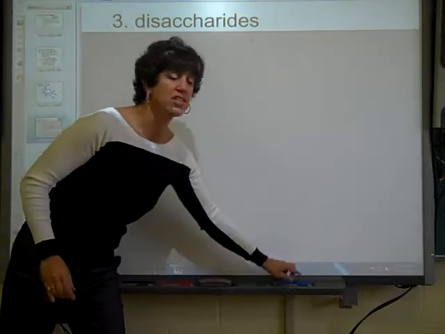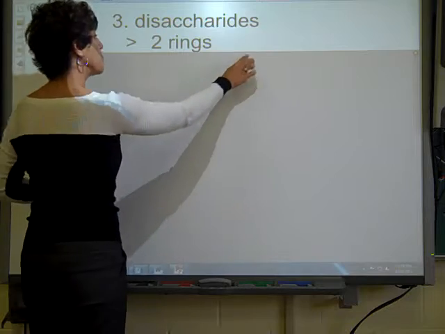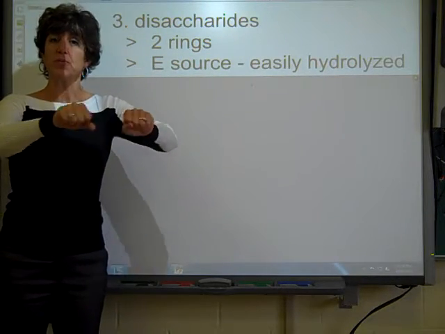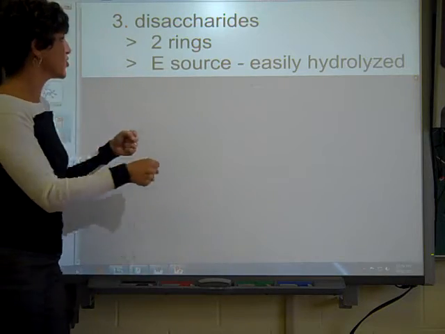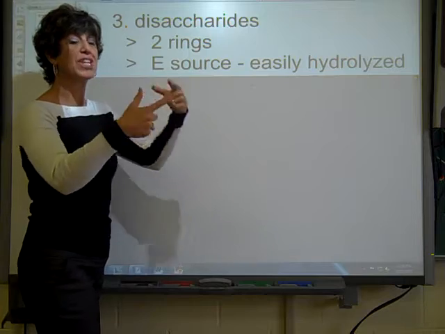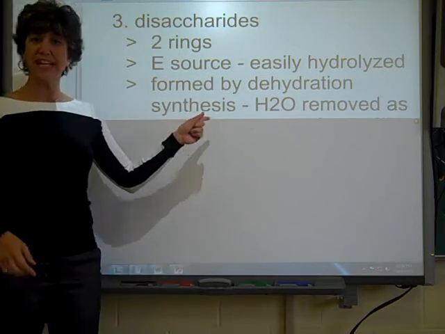On to disaccharides. So di means 2, saccharides means sugars. So these are 2 rings. They are also an energy source because all you have to do is break the 1 bond that connects the 2 monosaccharides. We call that hydrolysis. So hydrolyze means to break the bond. And they are formed by dehydration synthesis.